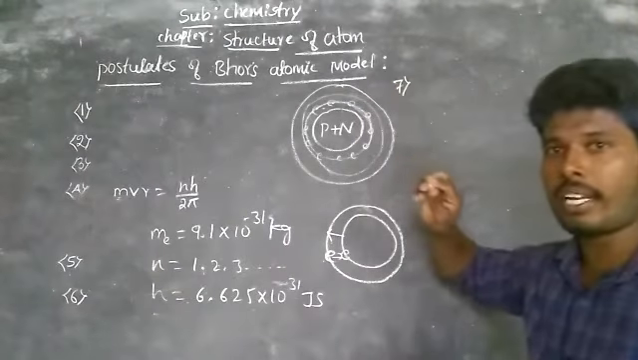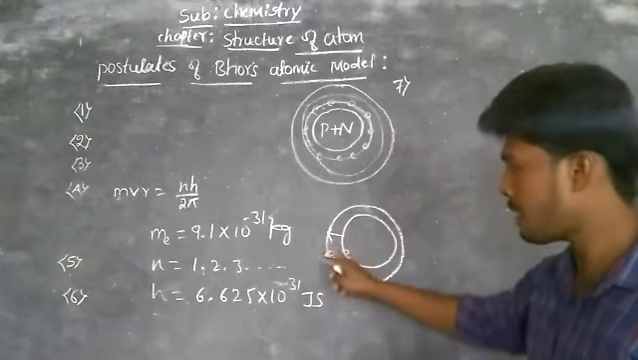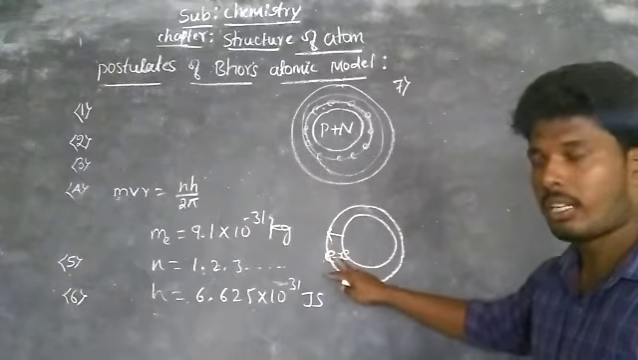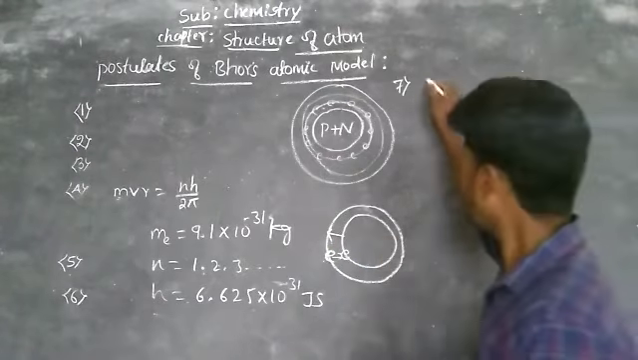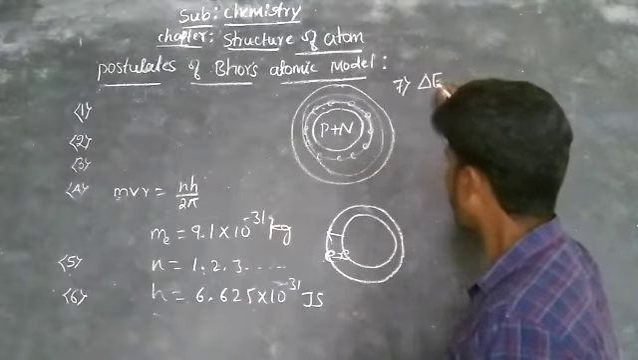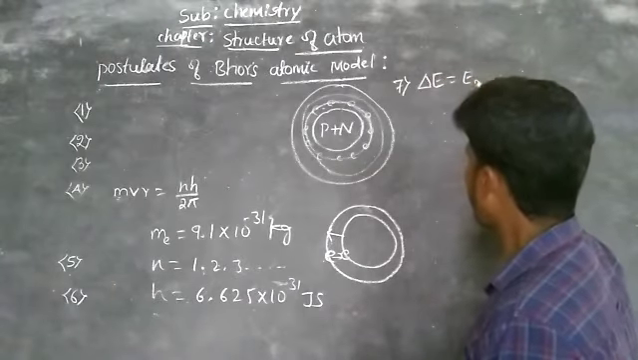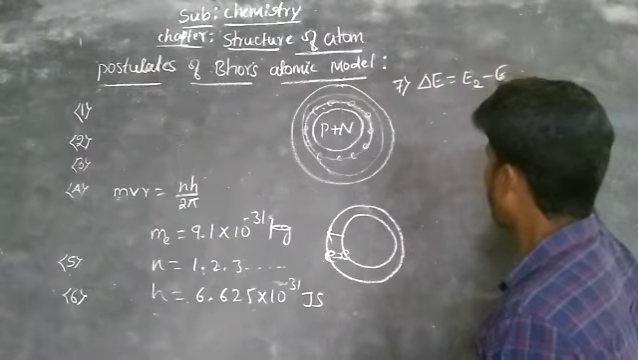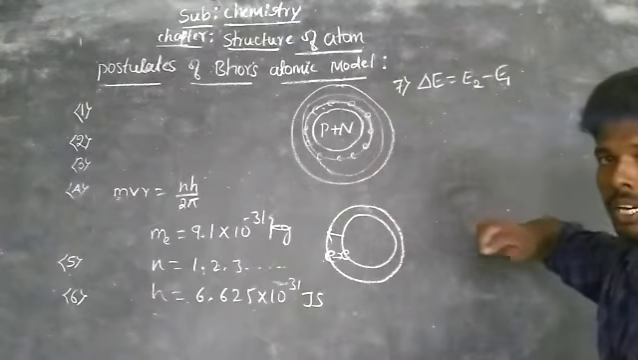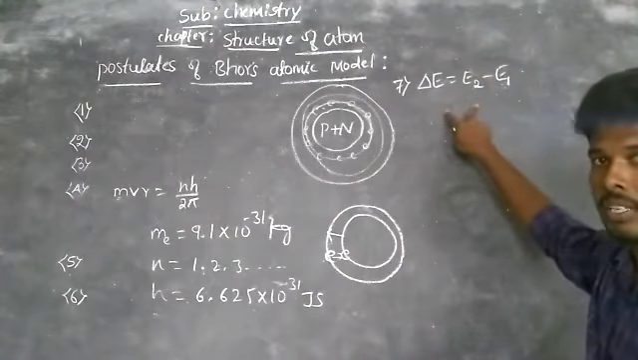the change in energy, that is, the absorbed energy and emitted energy, is given by the change in energy delta E, which is equal to emitted energy minus absorbed energy. That is, higher energy minus lower energy is the change in energy.